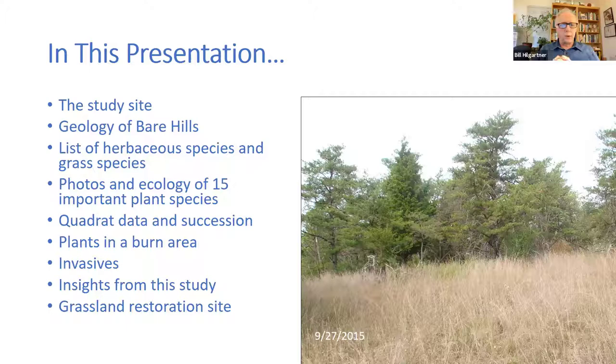There was an interesting burn area adjacent to the site a year and a half ago, and I've followed that, and I'll have a few slides of that. I want to talk a little bit about invasives, and then some insights I've gotten from looking at these plants for 20 years. And then also a few slides to present an ongoing grassland restoration site that we have in another part of the park. So why study the plants in a plot on Bare Hills Barrens?